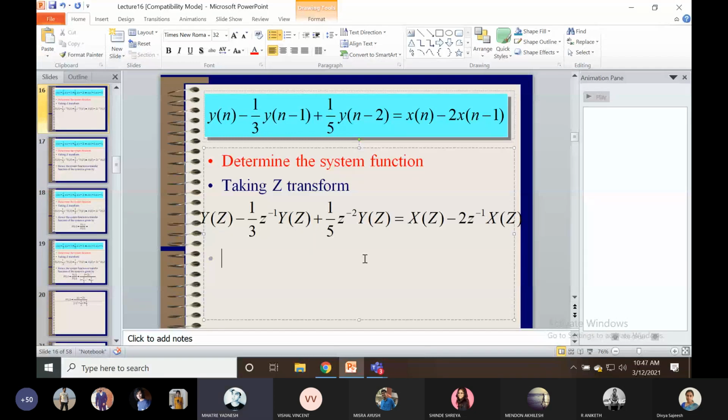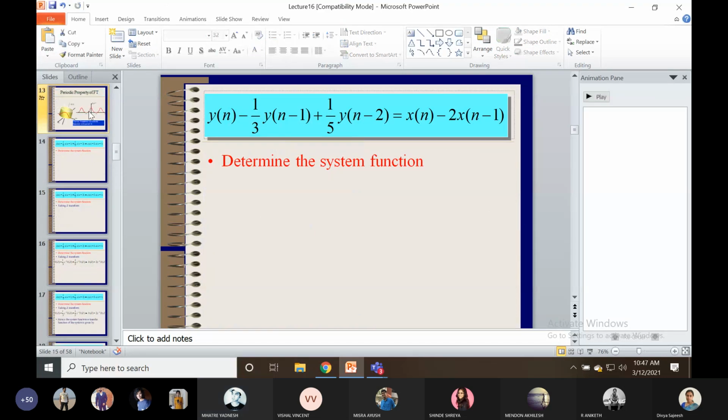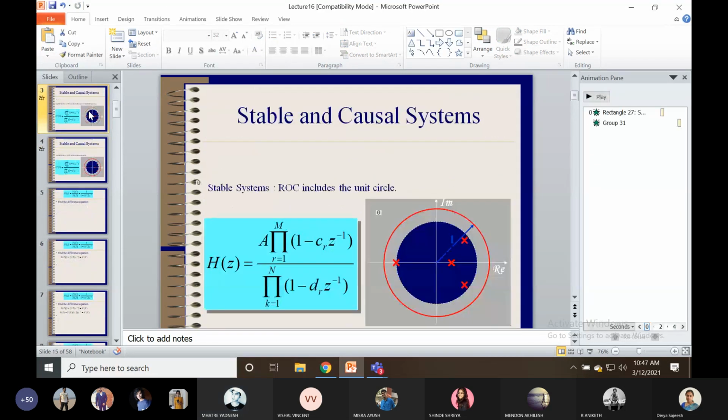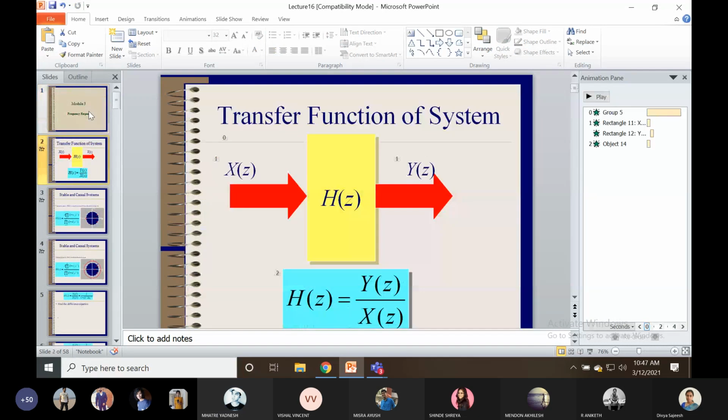You didn't understand my question. Let us go back again. This is my question. What is the transfer function? Y of z upon X of z. Yes, that is my question.